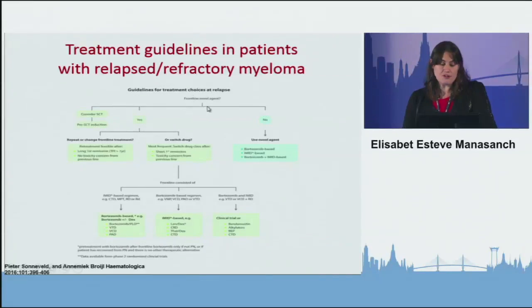And then you also consider, have they gotten any novel agent? Usually that's bortezomib, lenalidomide, carfilzomib, and so on. If they have never gotten a frontline novel agent, then usually they recommend bortezomib or IMiD-based therapies. If they have had bortezomib and IMiD-based therapies, then if there has been a very long remission, then you could use the same regimen. So if the patient got a VTD and then a transplant and they had a period of remission of 5 years, you could give again VTD or VRD or CyBorD, whatever you gave at that time.